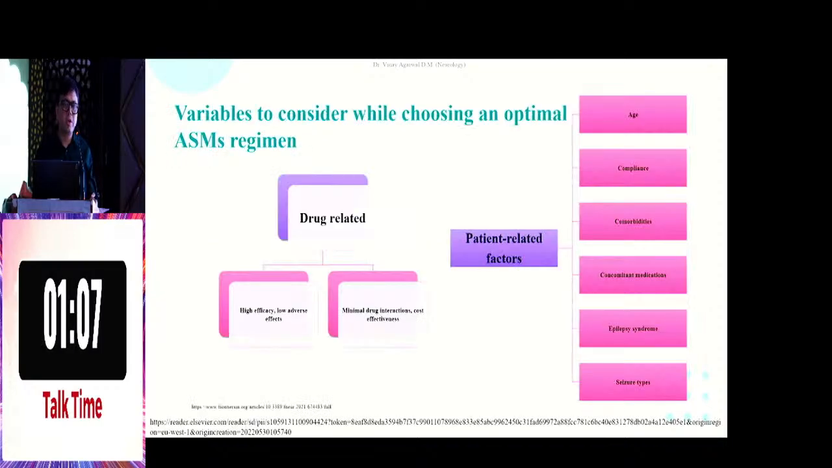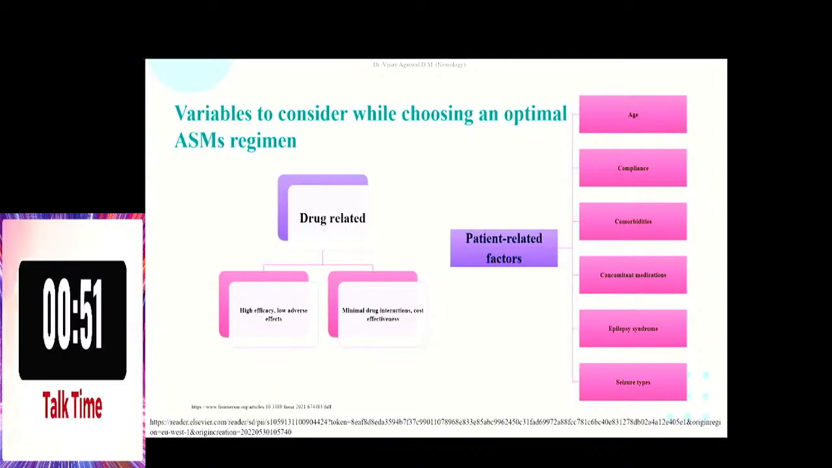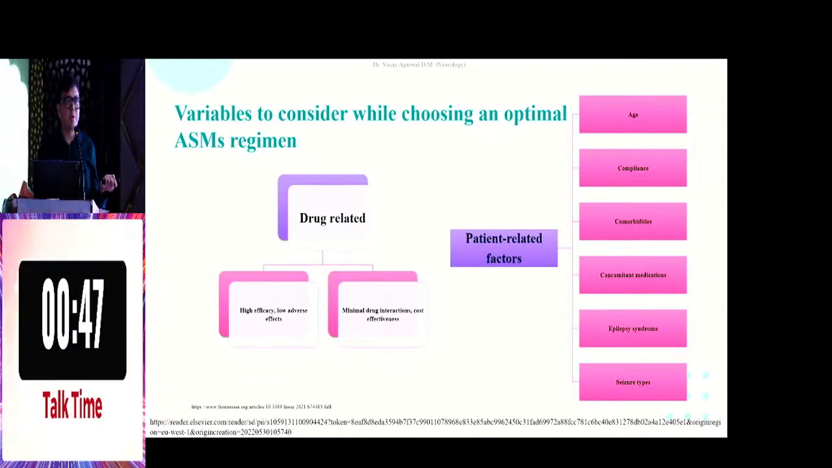What are the variables while choosing an optimal additional drug or anti-seizure medicine? Obviously it should be highly efficacious, with low adverse effects, and it should have minimal drug interactions. And obviously in our country it should be cost effective. Otherwise, because most patients require it for years, they will not be able to take the drug for long. Age: in very young patients, we have to avoid drugs like valproate and phenobarbital. Compliance is very important. Comorbidities are very important to know.